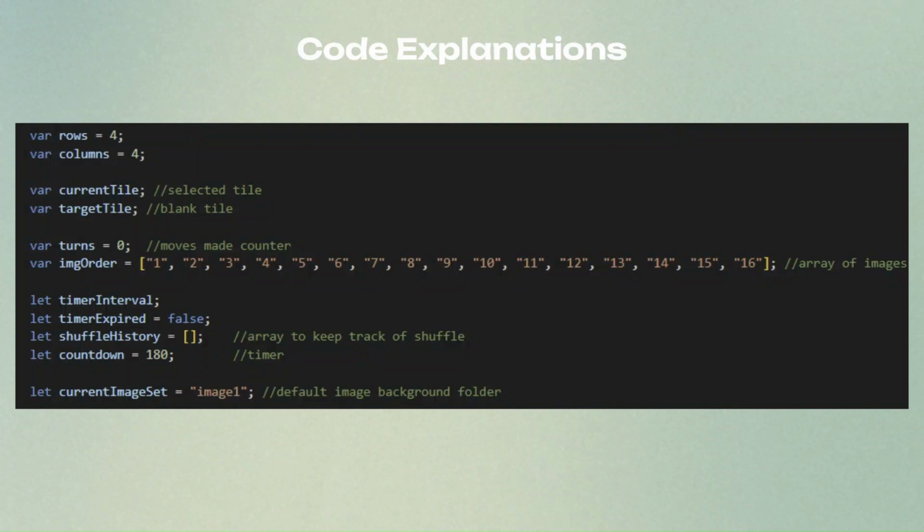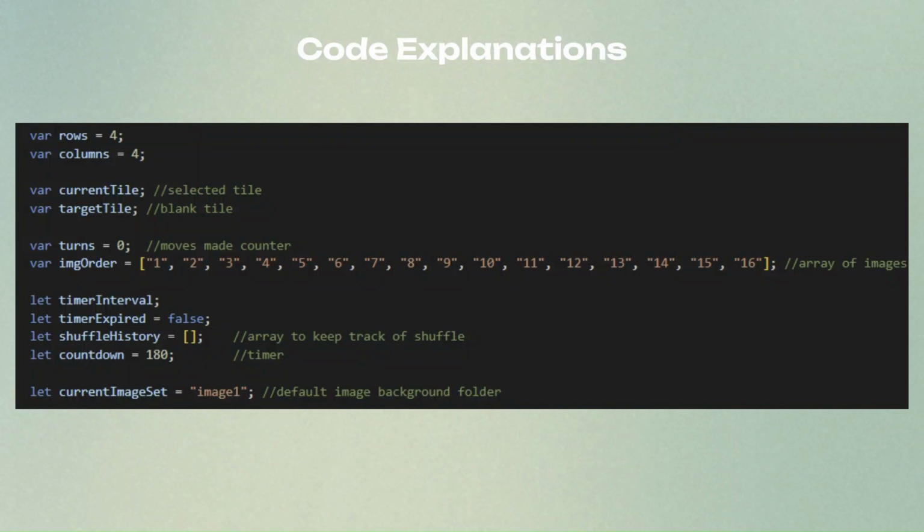At the beginning of the JavaScript file, we have several variables initialized. These variables include the grid dimensions, which are represented as the rows and columns variable, and both of these are given the value 4 because it is a 16 grid. Next, we have the current tile and the target tile variables, which are really just the selected tile and the blank tile. Then we have the turns variable, which controls the moves made counter. Next, we have the image order array, which stores a sequence of the image tiles, 1 through 16.